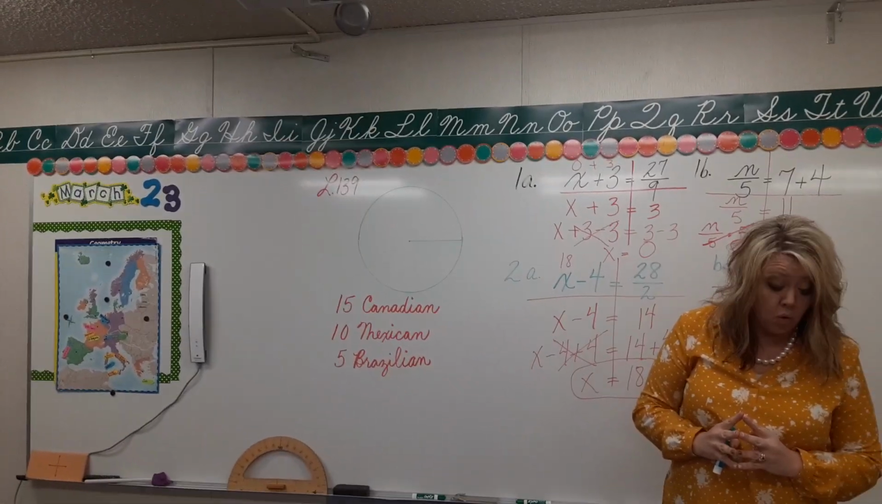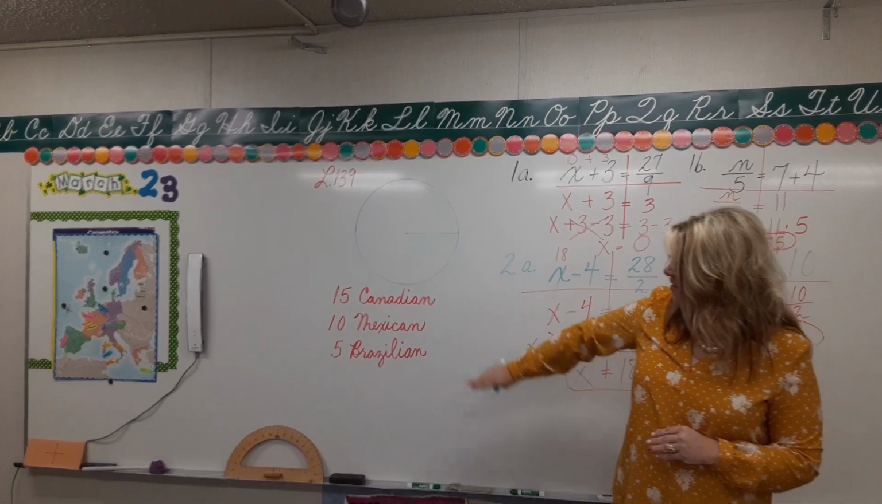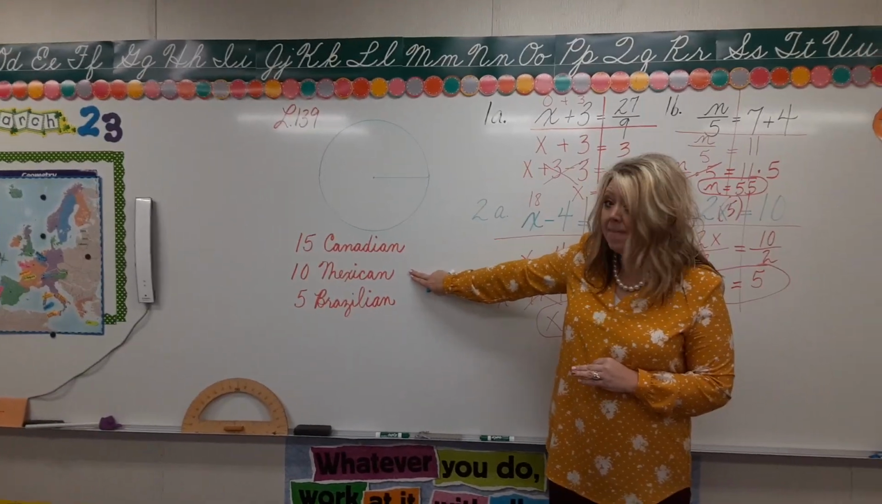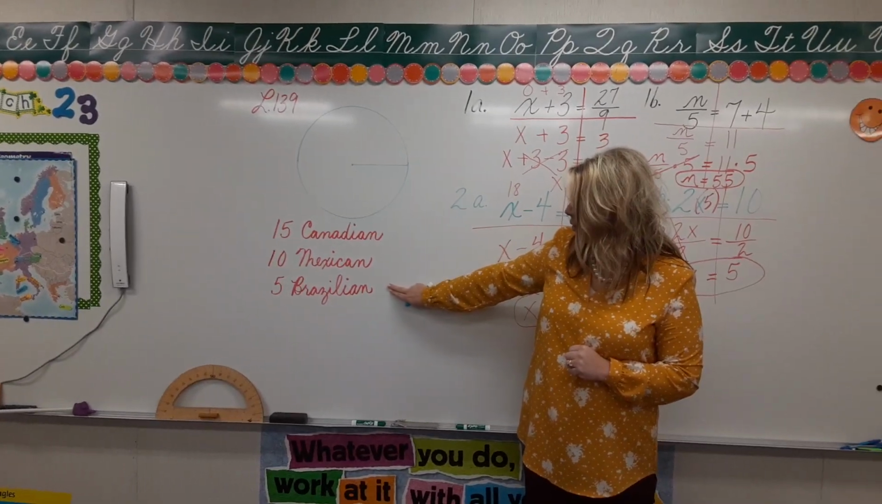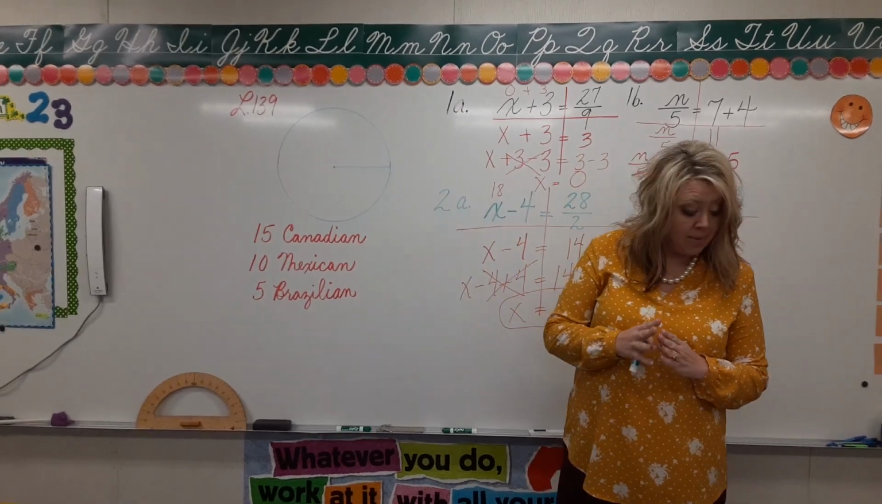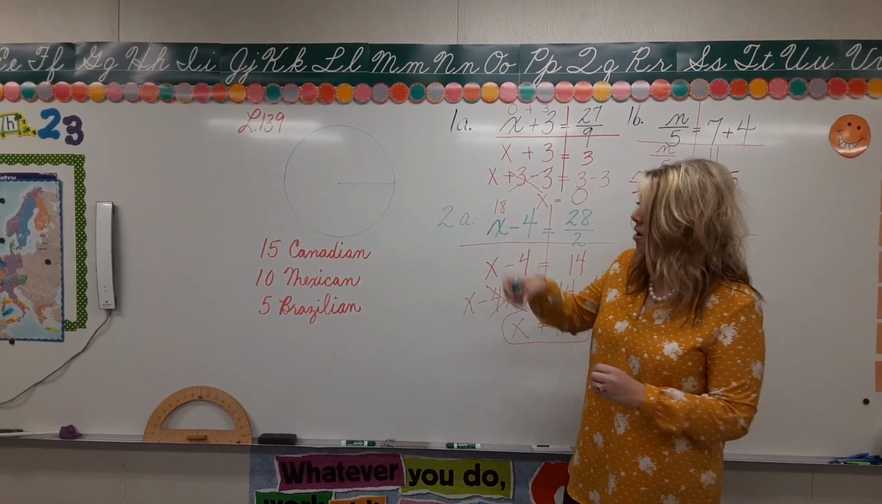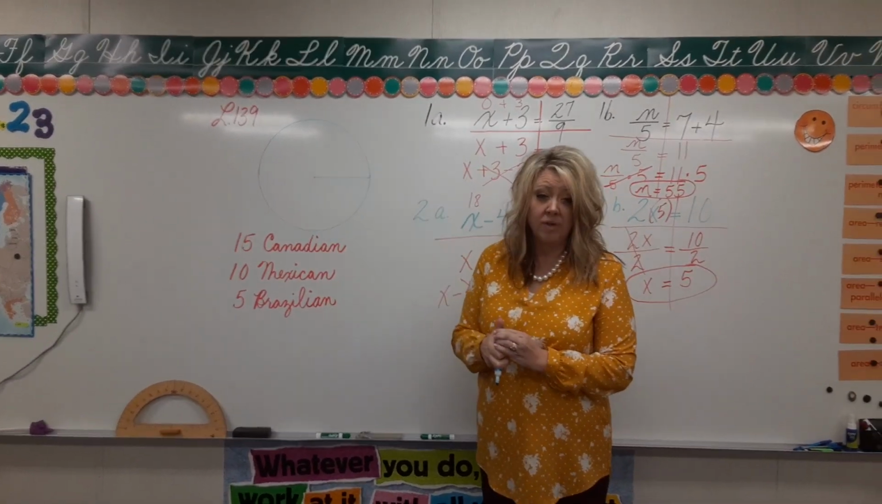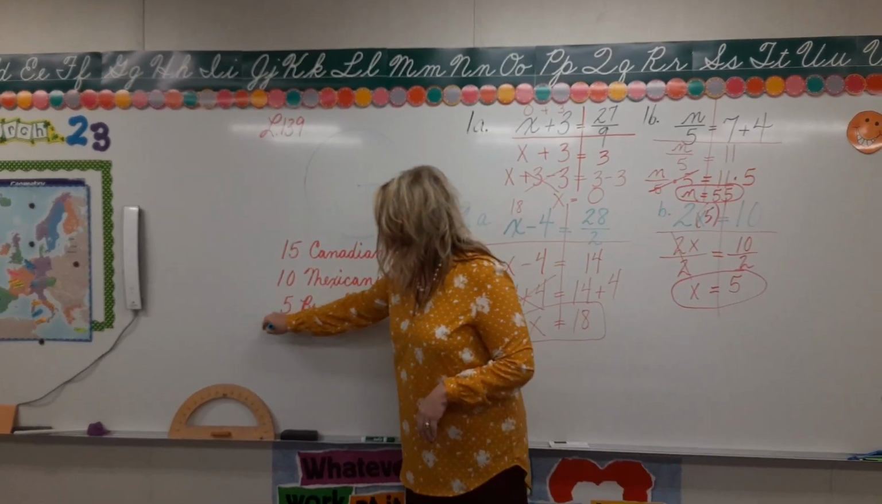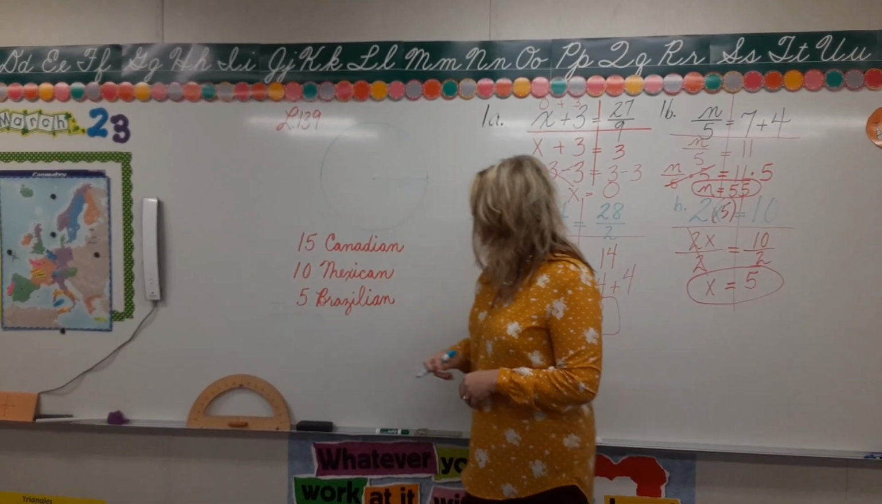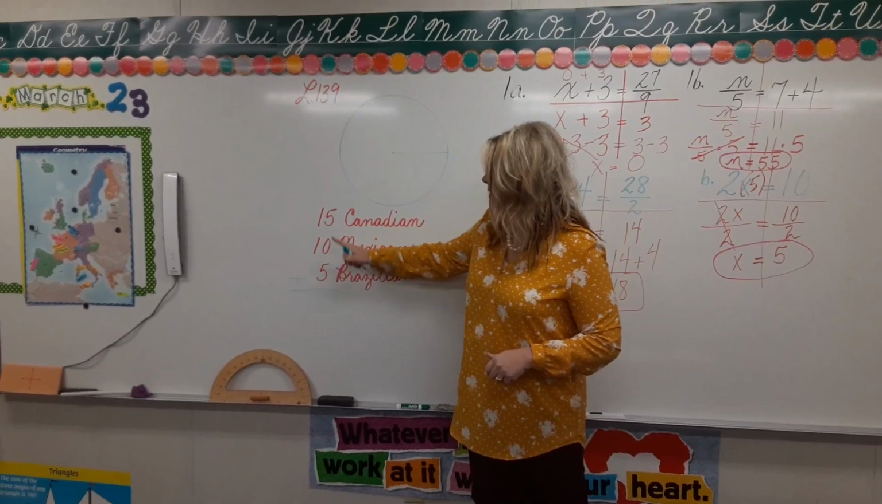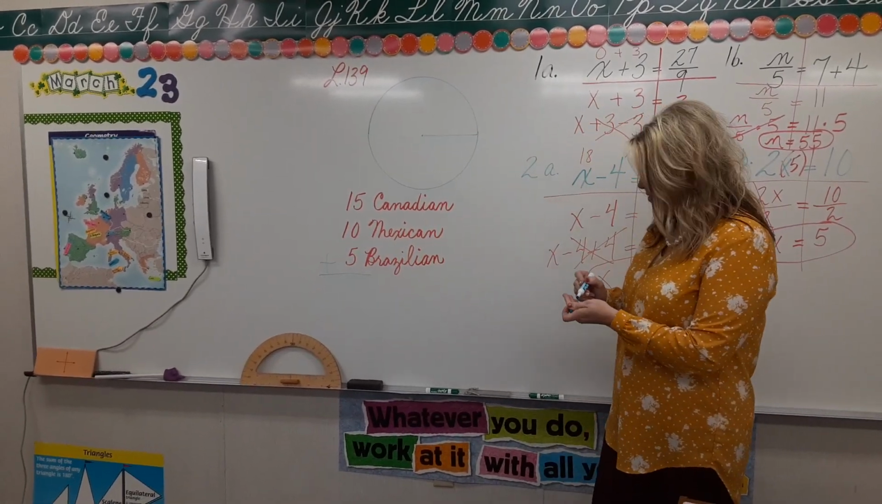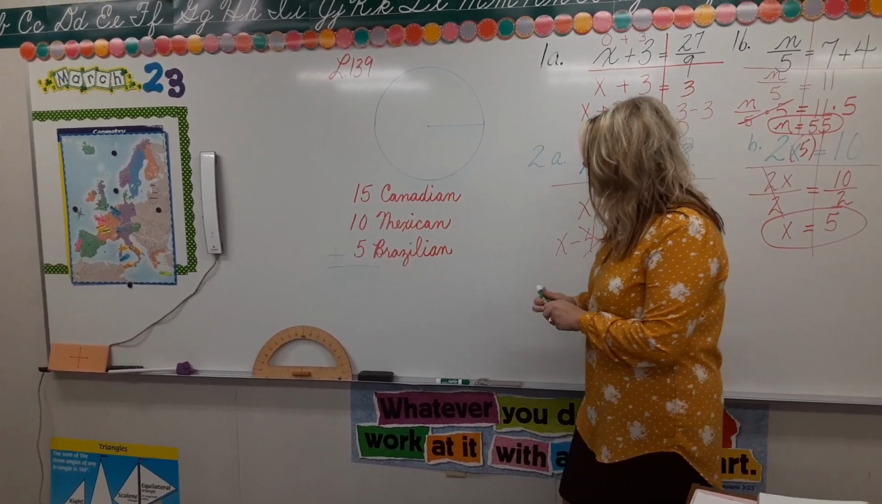Claire collects foreign coins. She has 15 Canadian, 10 Mexican, and 5 Brazilian. We want to find out how many she has total, what percents they are, and graph them. So let's see if I can work through this pretty quickly for you. Our first step is to find the sum. 15 plus 10 would be 25, plus another 5 would be 30. So our total is 30.